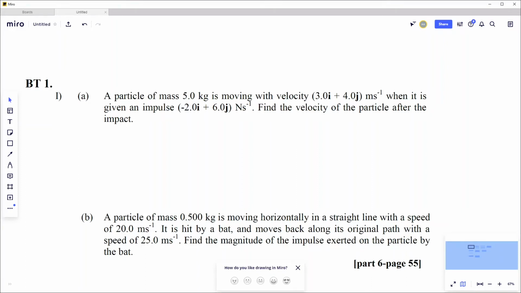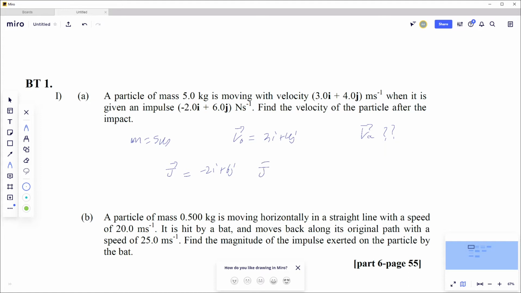Okay, so this is a quick one. We have the mass to be 5, and we have the initial velocity to be 3i plus 4j, and we have the impulse to be minus 2i plus 6j, and we want to find the velocity after.